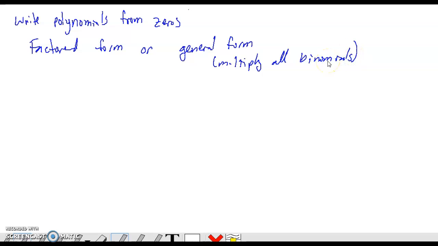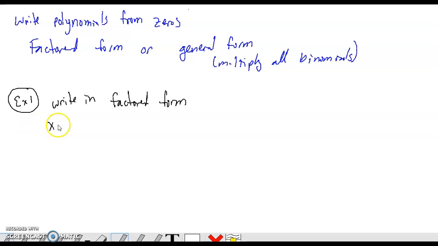Okay, so here we go. Let's try our very first example. Let's just write this one in factored form. And here are your zeros. So x is equal to 3, 2, -1, and -1. When we're writing our zeros, we want to make sure we know how we got them. So we got x equals 3, x equals 2, x equals -1, x equals -1.